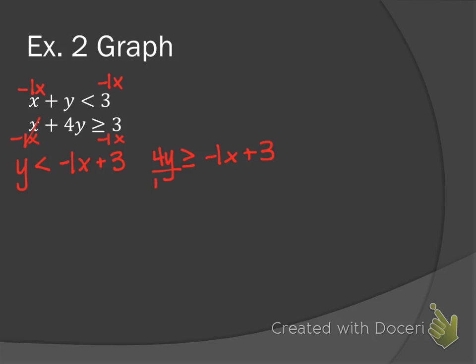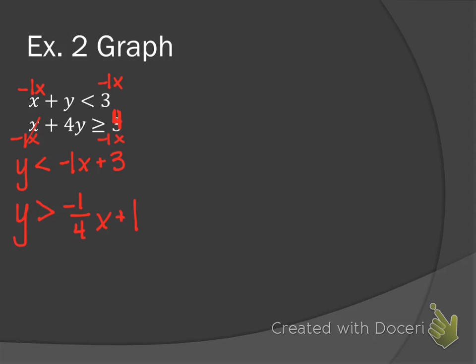And I need to divide by 4 everywhere. Cancel this out, and I'm going to get y. And you know what? This is supposed to be a 4 right here, not a 3. So we're going to change that. That'll make our lives a little bit easier. And I'm going to get y is greater than negative 1/4 x plus 4 over 4, which is 1. Okay? So I've put it in y equals mx plus b form. So now I get to graph it.